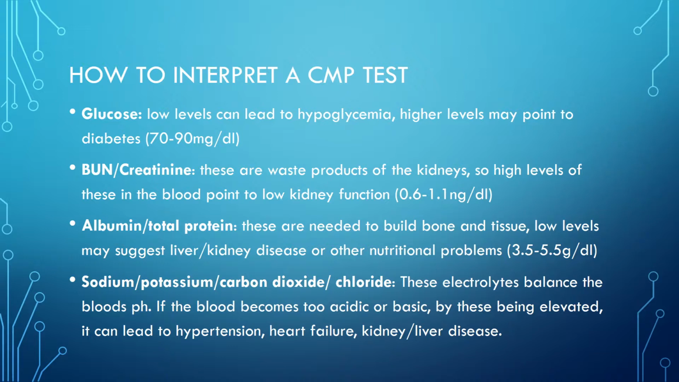Sodium, potassium, carbon dioxide, and chloride are electrolytes in the body used to balance the blood pH. If the blood becomes too acidic or too basic, by these being elevated or lowered, it can cause hypertension, heart failure, kidney and/or liver disease.